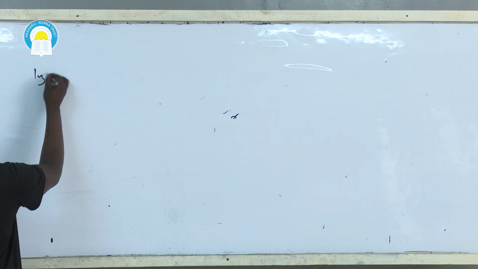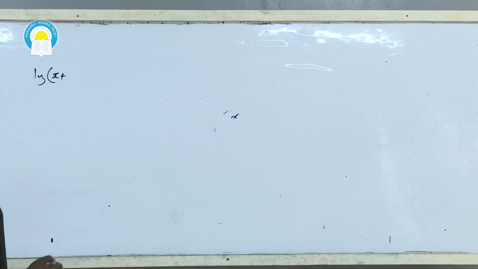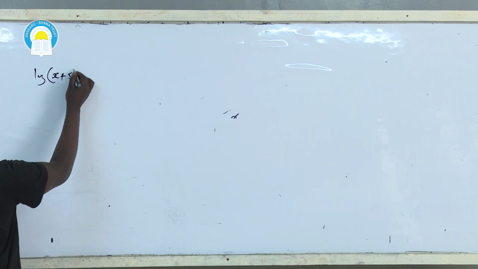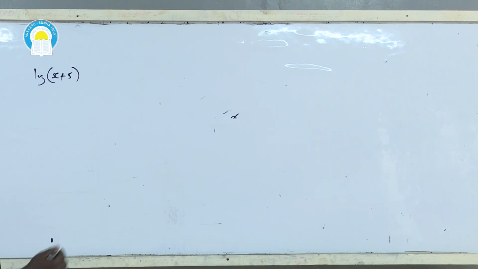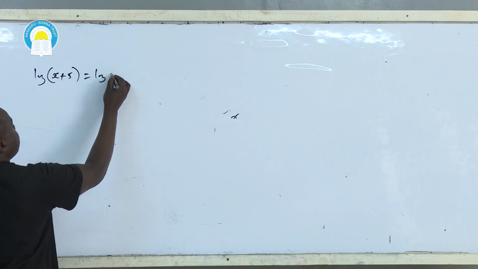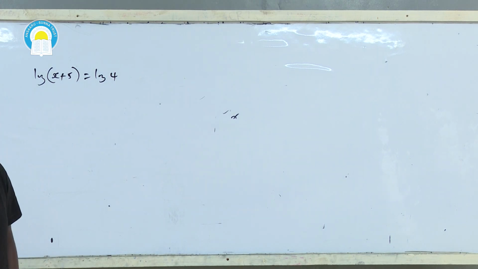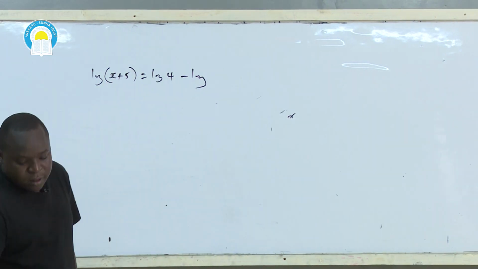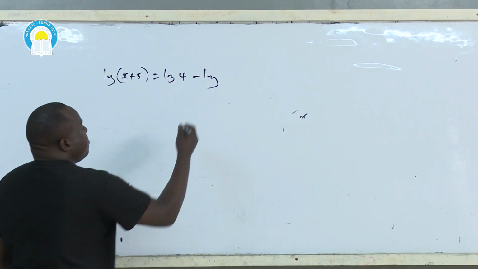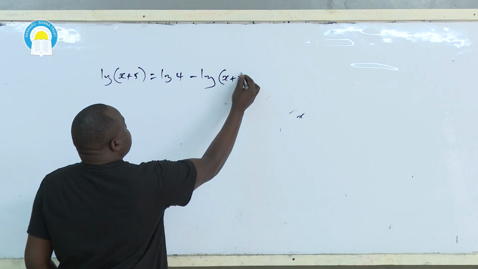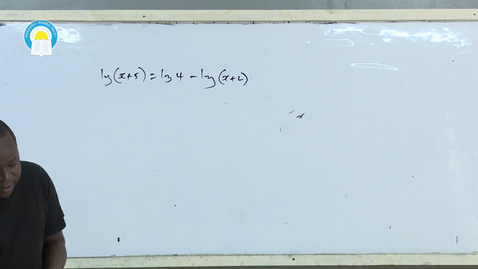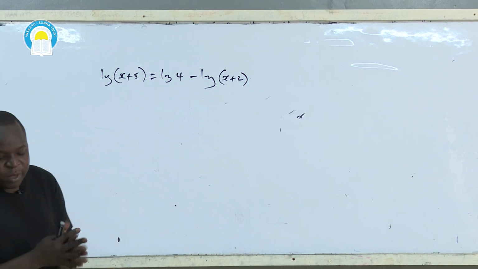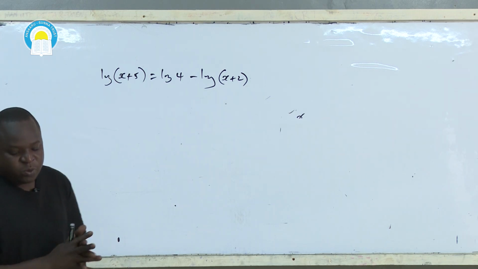log(x + 5) equals log 4 minus log(x + 2). Log(x + 5) equals log 4 minus log(x + 2).